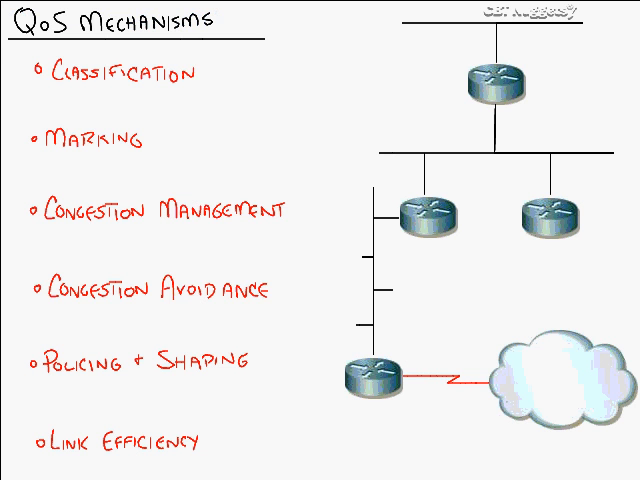I want you to think about quality of service as a tool belt, because a lot of people put a blanket statement and say, oh yes, I've deployed quality of service on that router. Well, what does that mean? Quality of service is a big blanket statement that really encompasses, like a tool belt, a lot of tools. We see this big list of QoS mechanisms: classification, marking, management, avoidance, policing, shaping, and link efficiency.